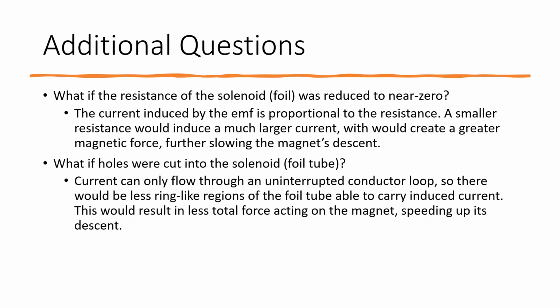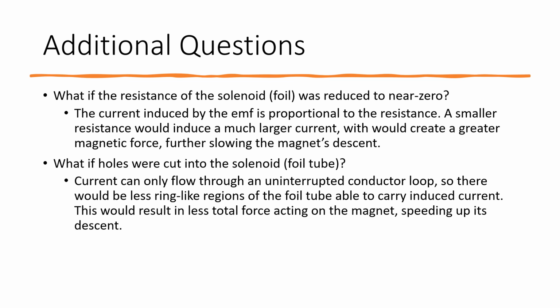Additional questions regarding this experiment include, what if the resistance of the solenoid or the tinfoil was reduced to near zero? So the current induced by the EMF is proportional to the resistance. A smaller resistance would induce a much larger current, which would then create a greater magnetic force, and this would further slow the magnet's descent by working against gravity.